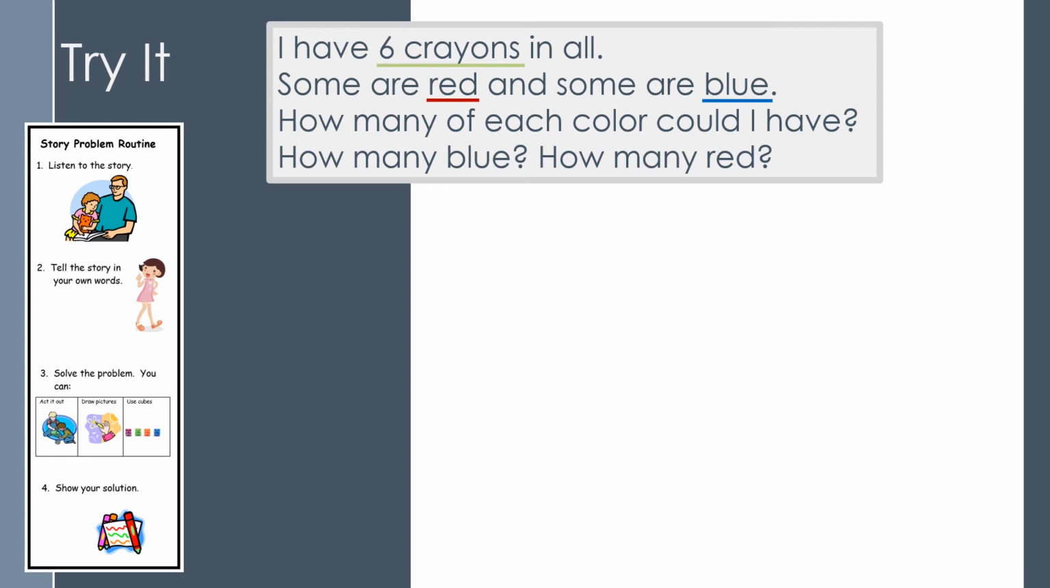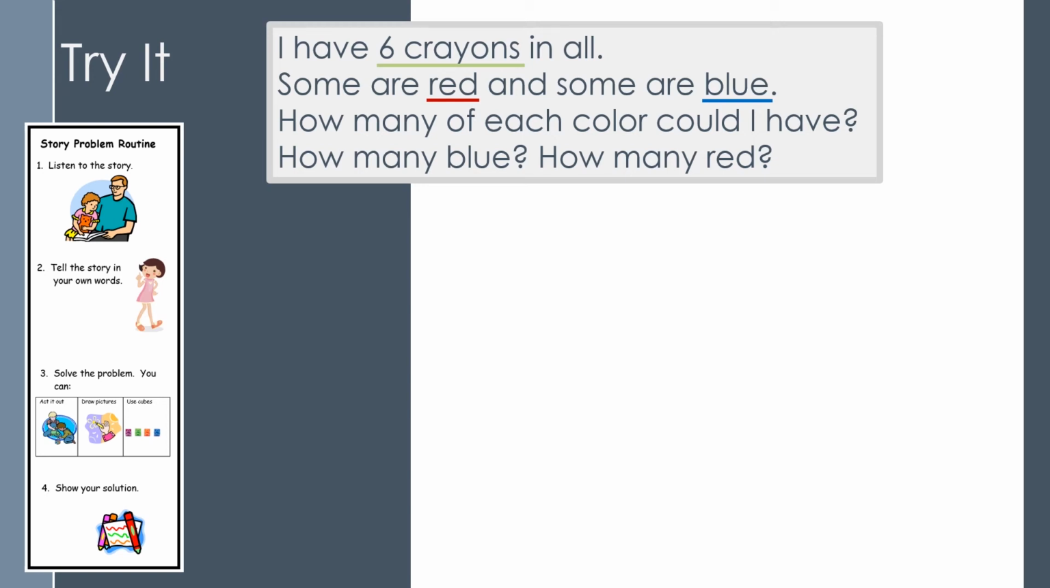In the game, we found combinations that had 2, 3, and 4 numbers that made a total of 6. In the game, we also had a 0 card that we could use in making the combinations. But in this story, it says there are some red and some blue crayons. If there are some of each color, then we cannot use 0 because that would mean none of one color.